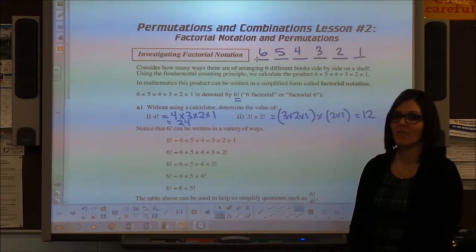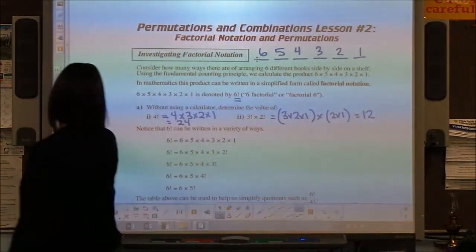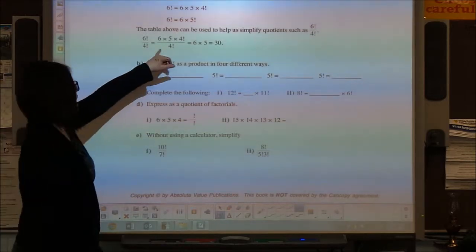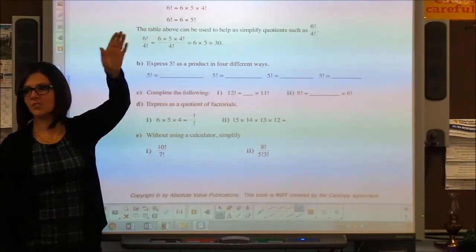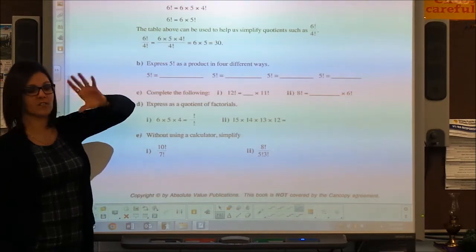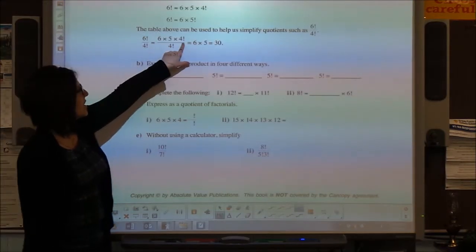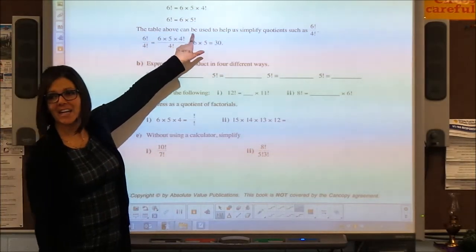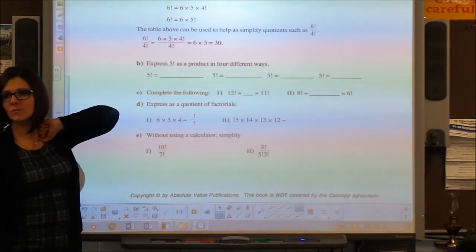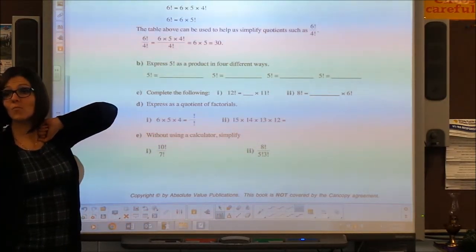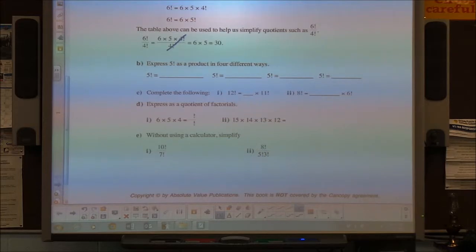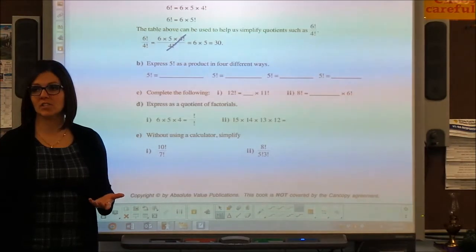Because then I can simplify factorials, such as 6 factorial divided by 4 factorial. I know 4 factorial is 4 times 3 times 2 times 1. I don't want to have to abbreviate it, expand it. 6 factorial I can now change as being 6 times 5 times 4 factorial. Anything divided by itself is always equal to 1. So it cancels out. 4 factorial on the top cancels the 4 factorial on the bottom. Leaves me with 6 times 5, which is 30.